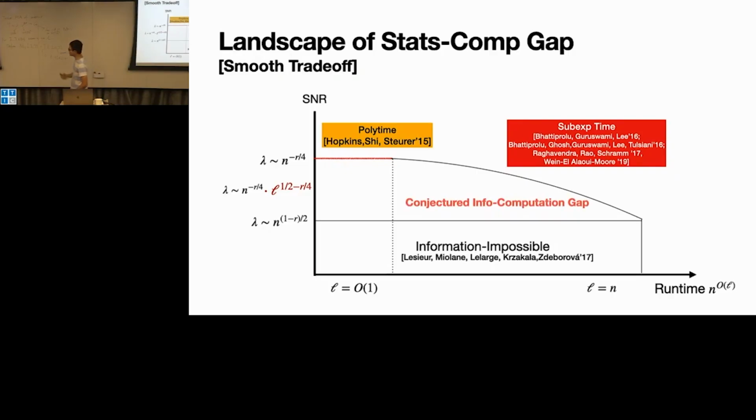In fact, here is one example where we have a phenomenon of an information versus computation gap. We know that above this threshold, we have enough information to solve this question, but we conjecture that there is no efficient algorithm to do so.